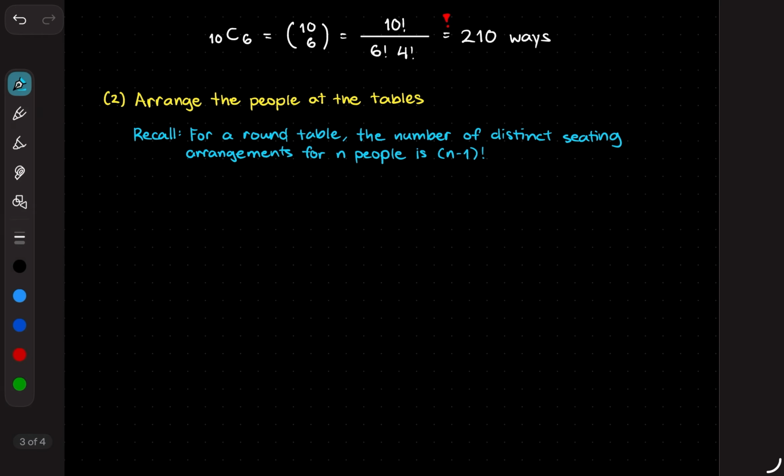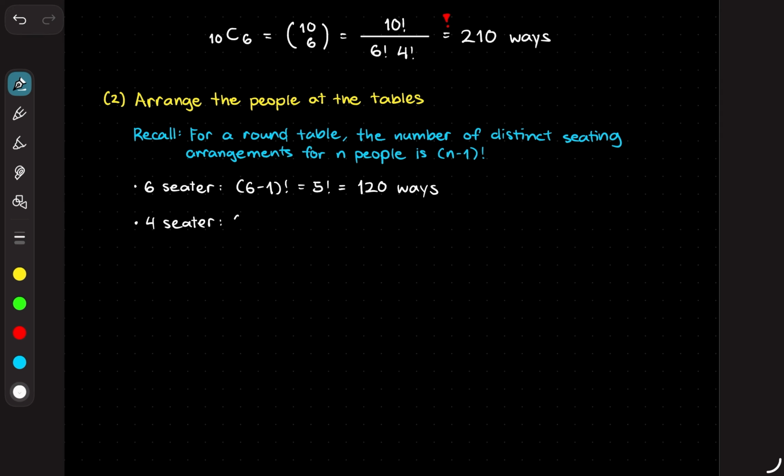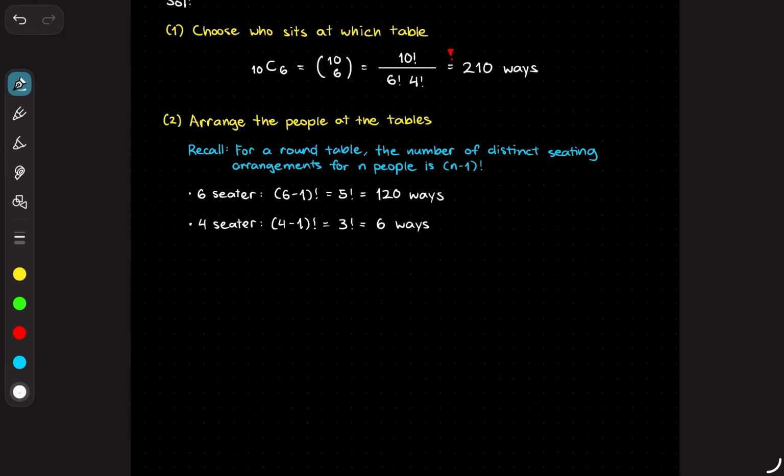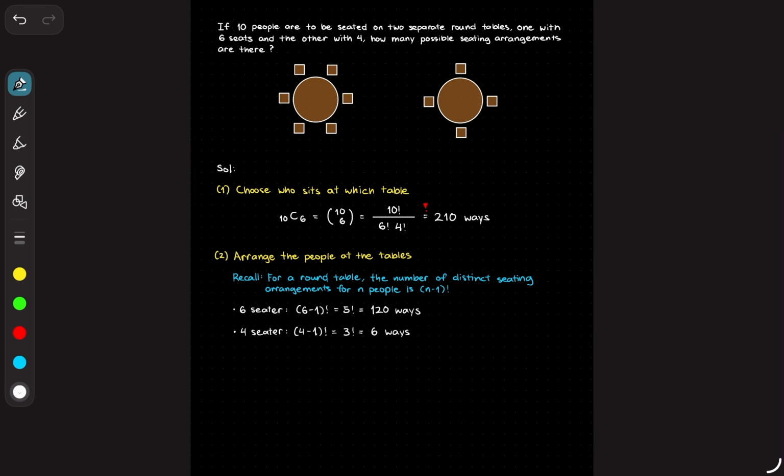Okay, so for the first table, the 6-seater, applying the formula, we'll just have here 6 minus 1 factorial, which is simply 5 factorial. And this one is easily solvable to be 120 ways. Similarly, we do the same for the 4-seater. So for the 4-seater, we will have here 4 minus 1 factorial. This is just equal to 3 factorial, and this is easily solvable to be 6 ways.